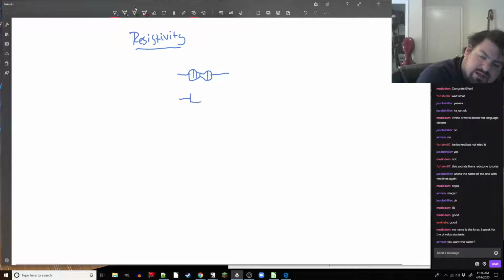So actual physical objects are resistors. And we're going to model our resistors, actually, we're going to model them as cylinders, for the most part, because that's the easiest geometry to do.